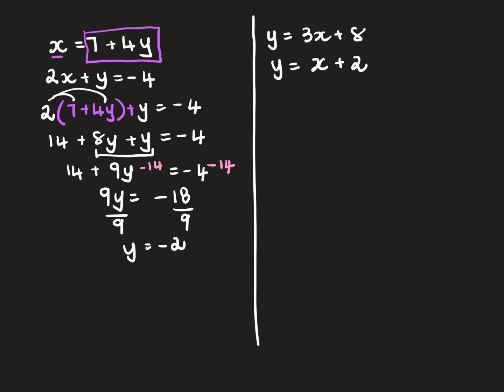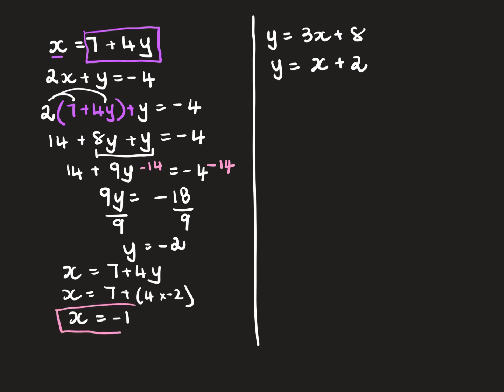Next I need to find what x is. X is 7 plus 4y. X is going to be 7 plus 4 lots of negative 2. 7 plus negative 8. That's going to be x is equal to negative 1. So our solution here, x equals negative 1, y equals negative 2. How did you go with that?